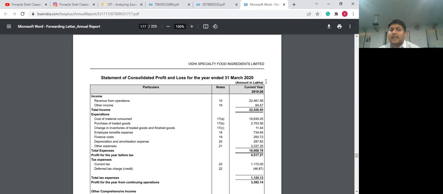Now, what happened in the case of Vidhi is, some of you may be thinking, maybe the company just started. No, that's not really the case. In 2018, the company did not report consolidated figures because, till then, the company had no subsidiaries. In 2019, they had a subsidiary, which is where for the first time the company started reporting consolidated figures, because before that they were reporting only standalone figures.